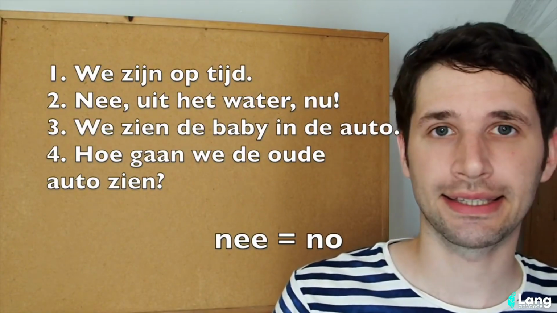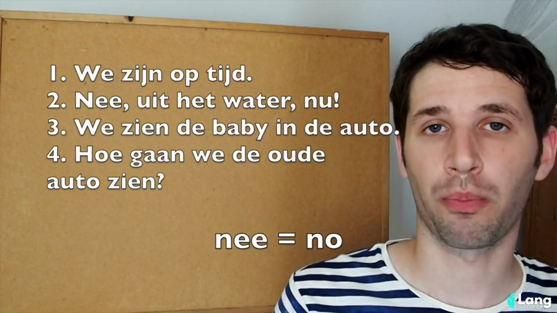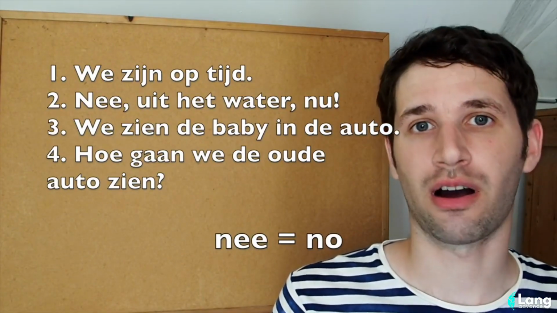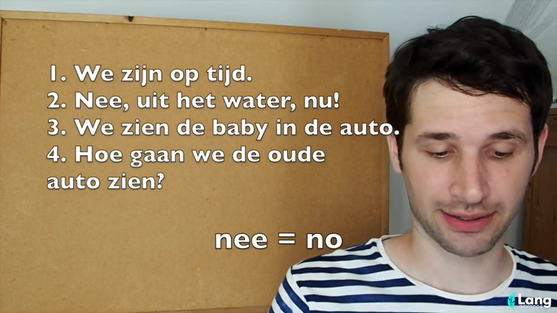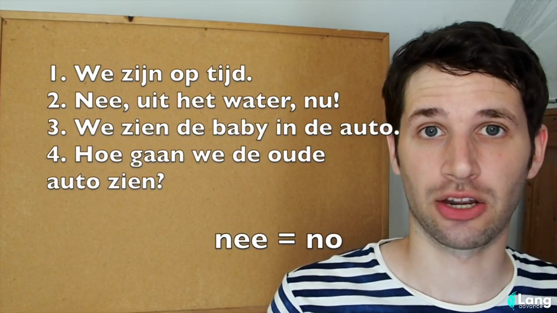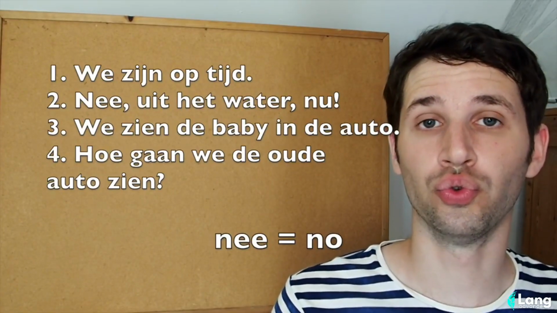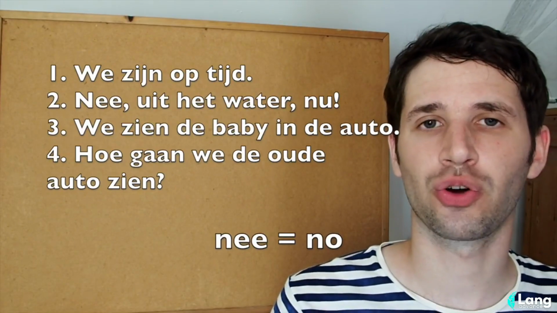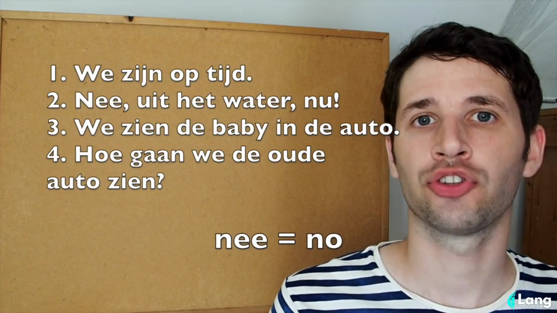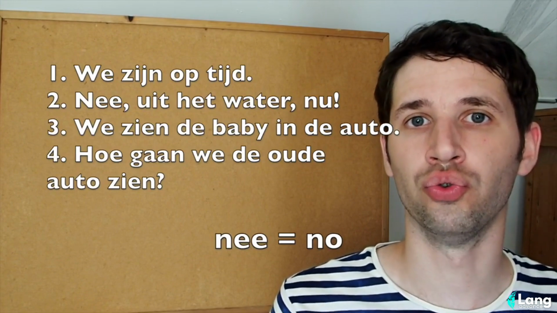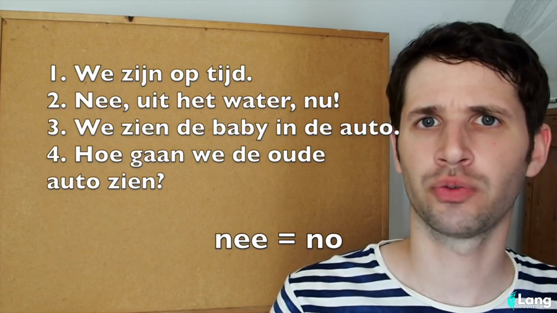The first sentence is "we zijn op tijd", which means we are on time. The second sentence is "nee, uit het water, nu." So I'll read it a bit slower. "Nee, uit het water, nu" means no, out of the water, now.